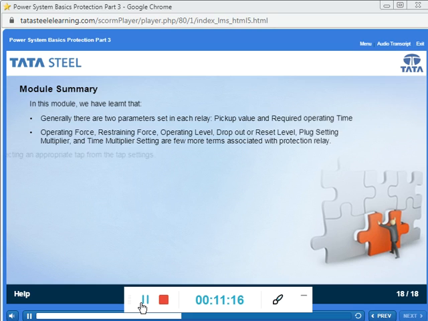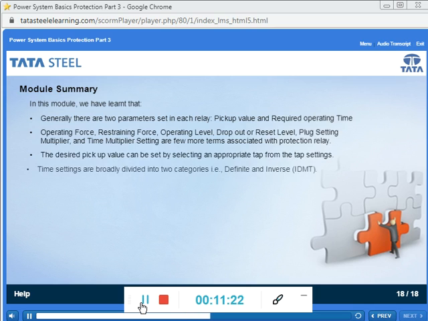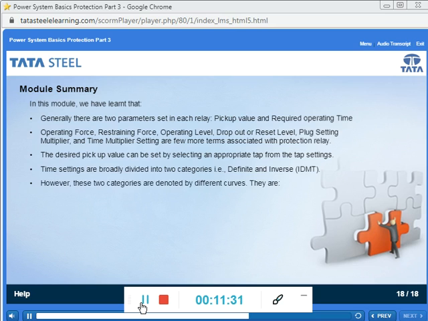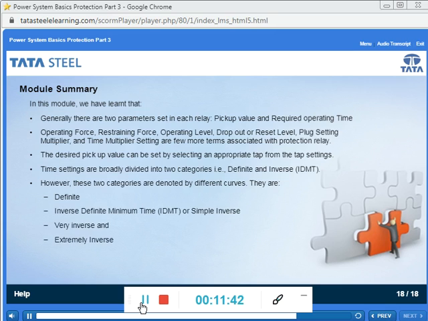The desired pickup value can be set by selecting an appropriate tap from the tap settings. Time settings are broadly divided into two categories, that is, definite and inverse, IDMT. However, these two categories are denoted by different curves. They are definite, inverse definite minimum time, IDMT, or simple inverse, very inverse, and extremely inverse. In the time setting feature, we can select a desired curve by following a few steps.